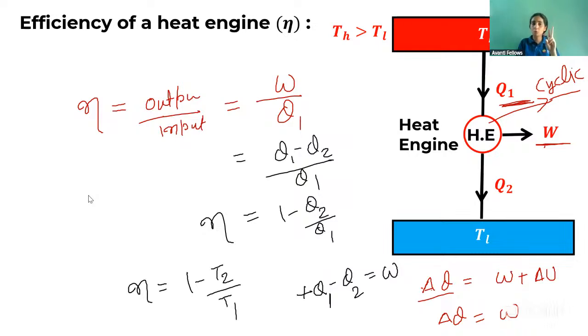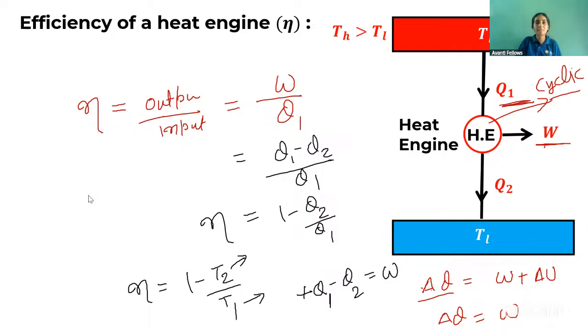So efficiency का दो formula है. First is your 1 minus Q2 by Q1. Q2 is what? Amount of heat getting ejected. Q1 is what? Amount of heat being given to the system. T2 is what? T2 is the temperature of sink. That is low temperature. T1 is what? High temperature.